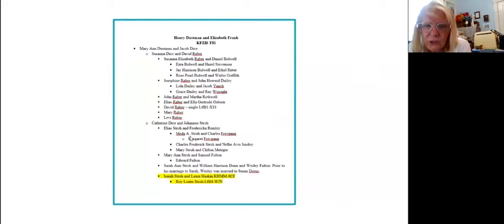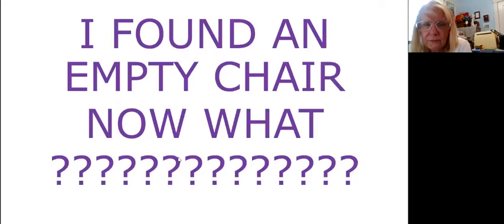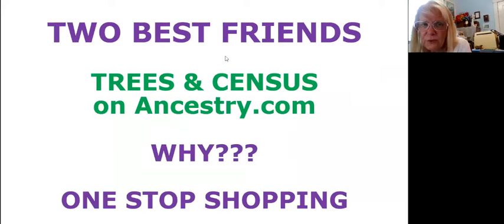So let's say you found an empty chair. It's like Roy Lester Stroh doesn't have a wife. So what do I do next? My two best friends are trees and the census on Ancestry.com. Those are the first places I go to because it's one-stop shopping, especially if it's in the 1800s. When you get beyond that, it's a little more difficult. But we're trying to help people who are just starting, and so we don't want to scare them off with the harder stuff.